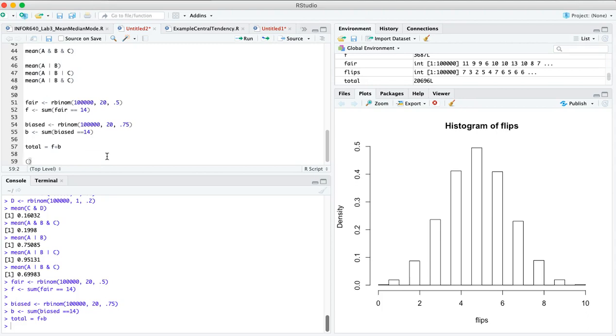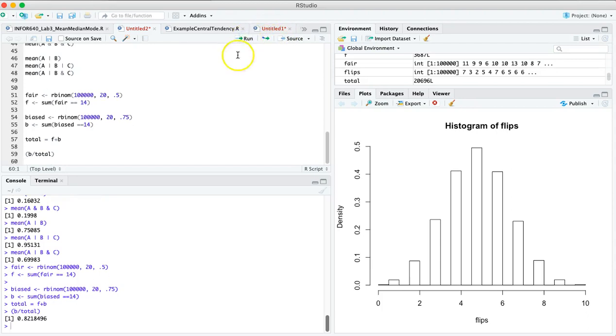Okay. So the way that we calculate this is that we're going to take B, the number of times that it turned up heads 14 times, and we're going to divide it by the total, which is the number of times that it turned up heads 14 times for both our fair coin and for our biased coin. Okay. And we will go ahead and run that, and what we get is an 82% chance that our coin is biased. Now this is a lot higher than the 0.75 that we have here.